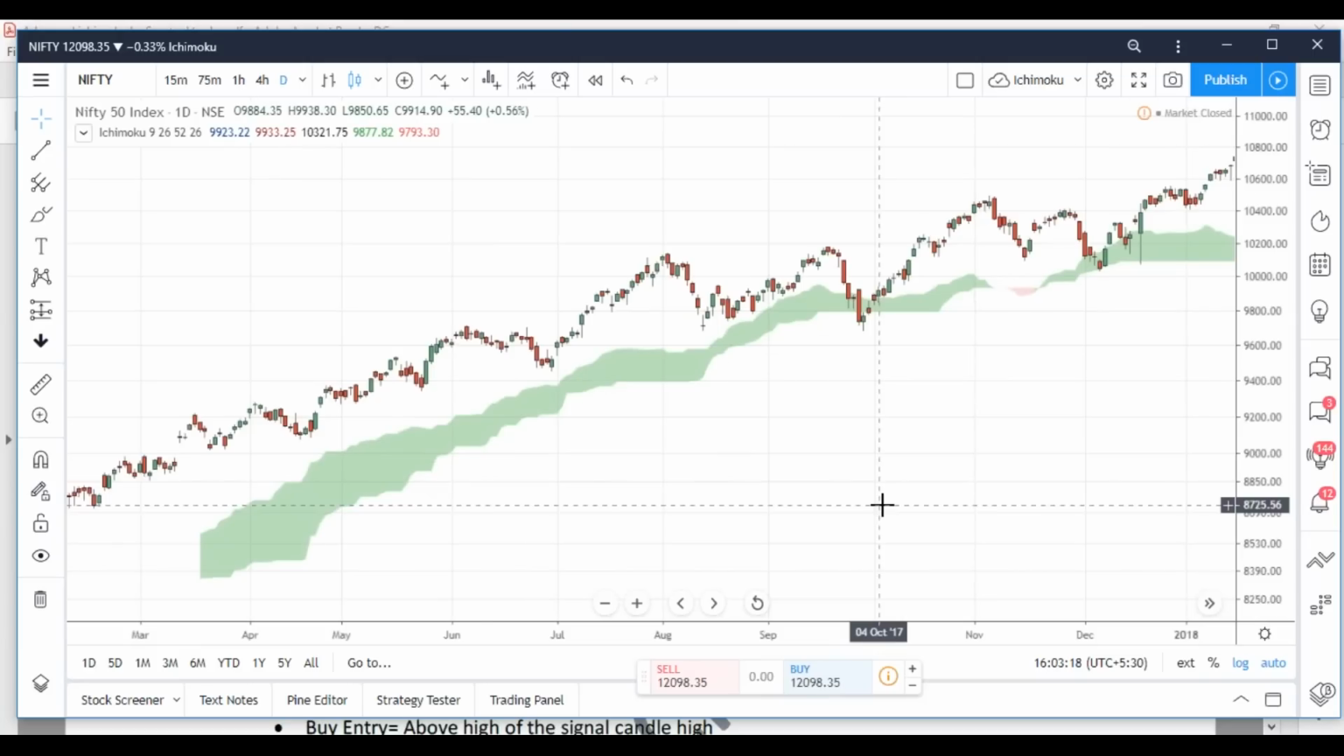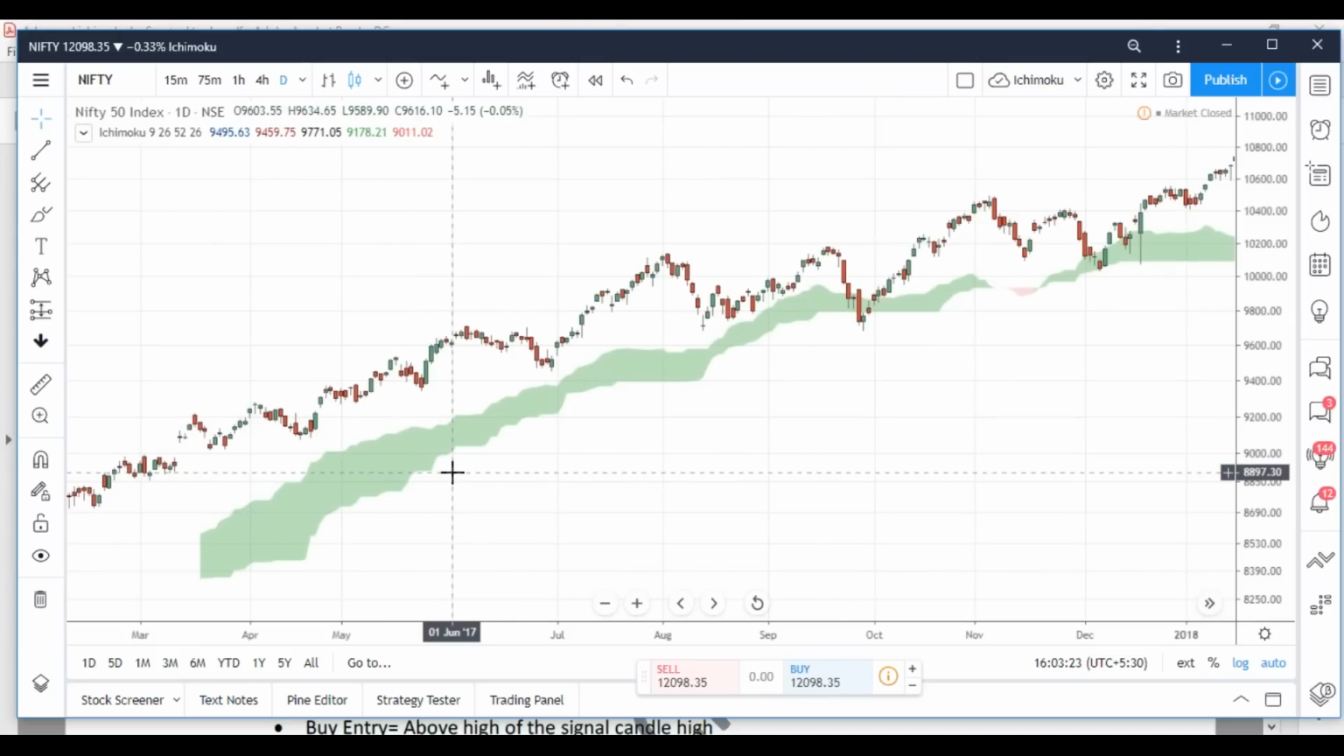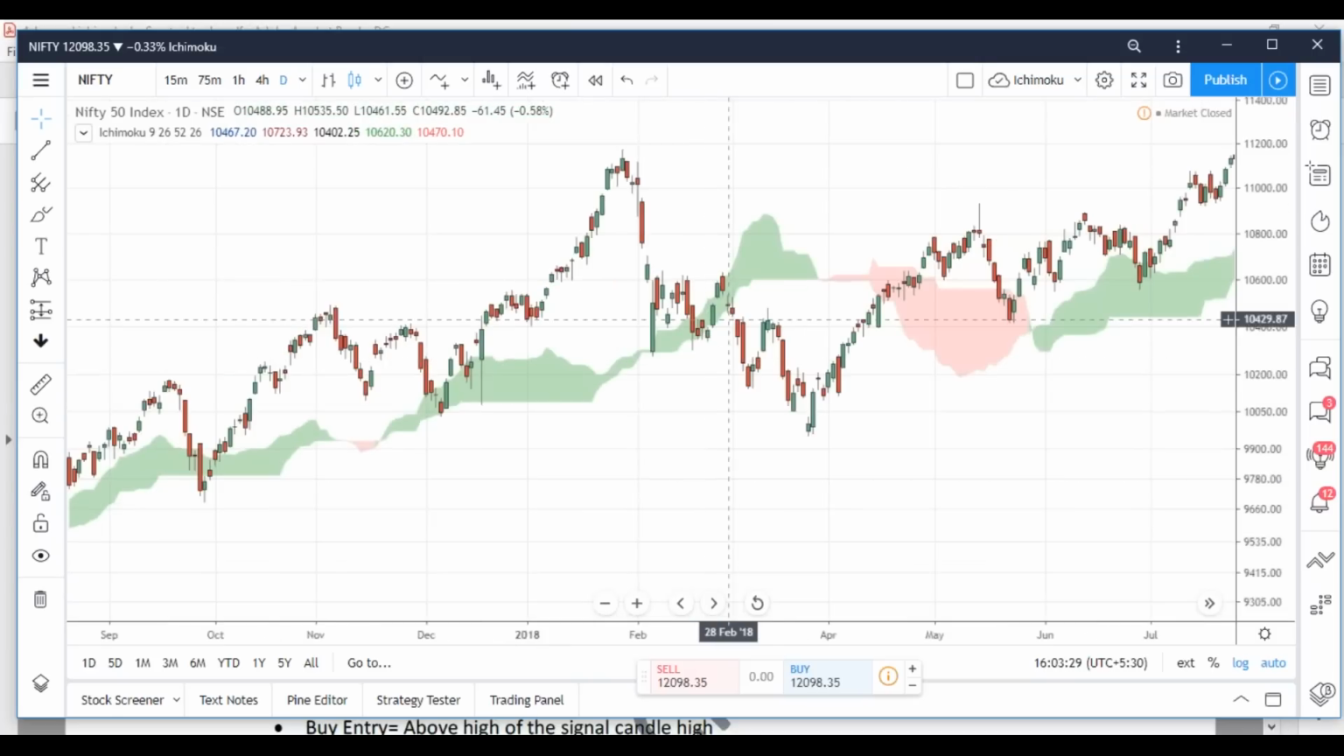So see, the basic part about Ichimoku, from this simple chart, one can see what the trend is. Nifty is above the cloud, trend is up. Here, Nifty below the cloud, trend is down. As simple as that.